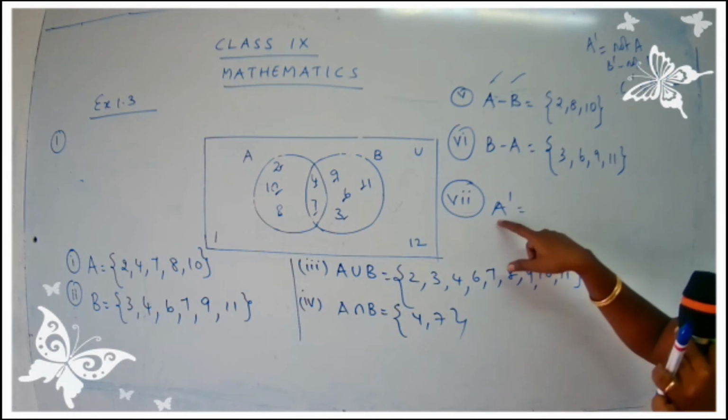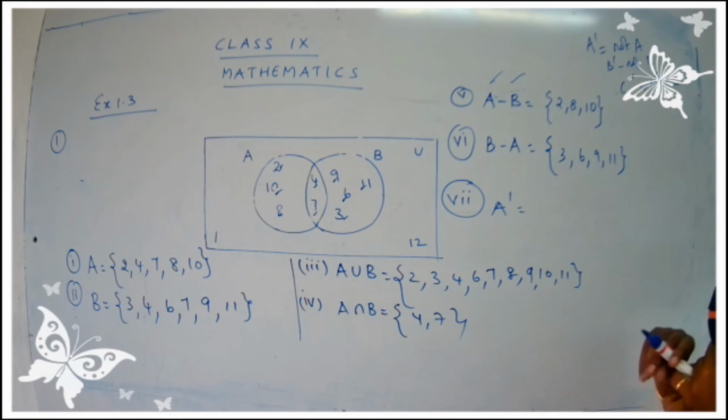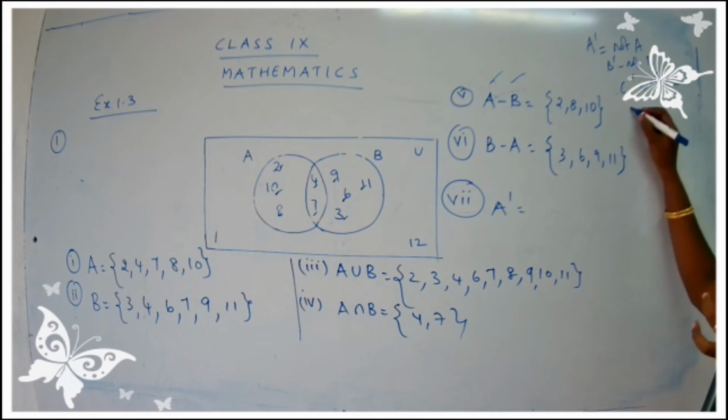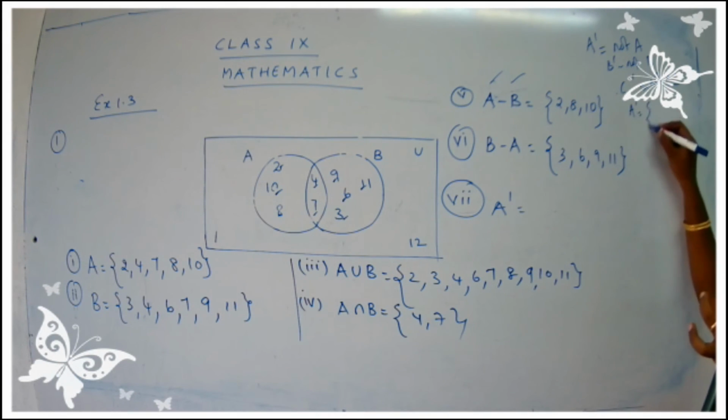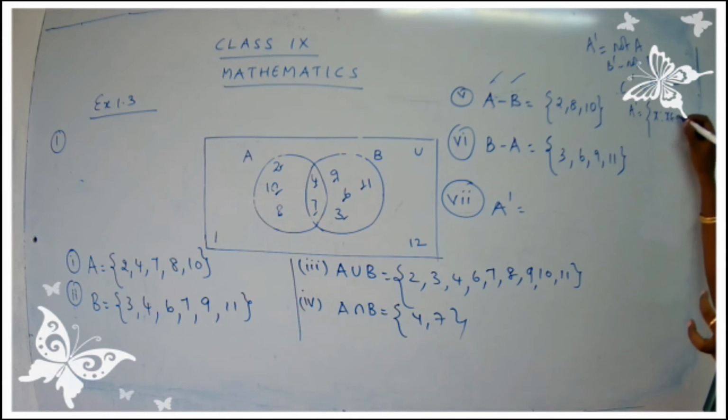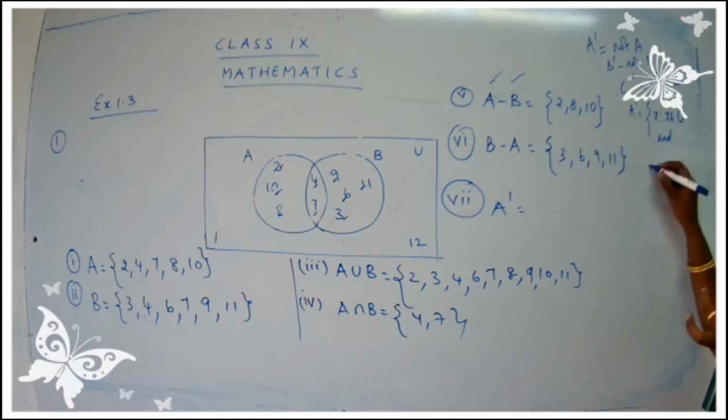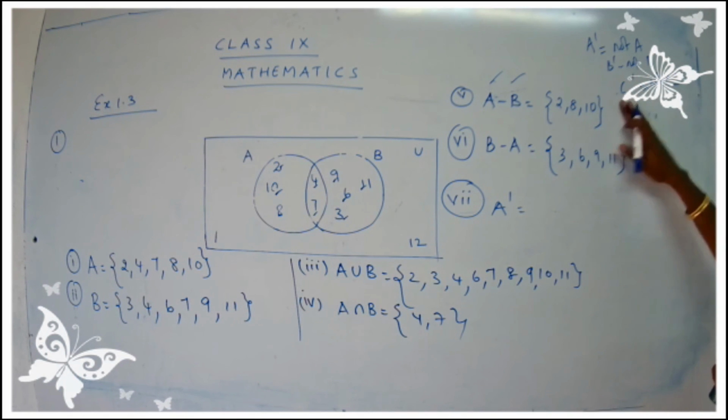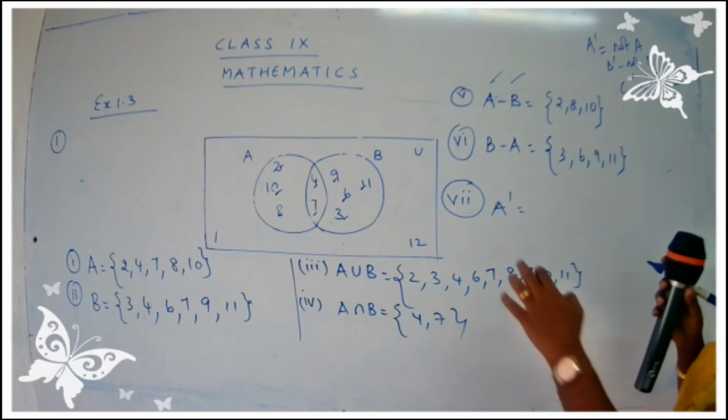So now here I am talking about A dash. So what was the meaning of A dash? We have written in the rule: X such that X belonging to U and X does not belong to A. What is the definition for A complement? X belonging to U, that means you have to take the value for X from U, that is the universal set, but the X should not belong to A. So just keep this in your mind, children. Okay, so what are you going to do for A dash?